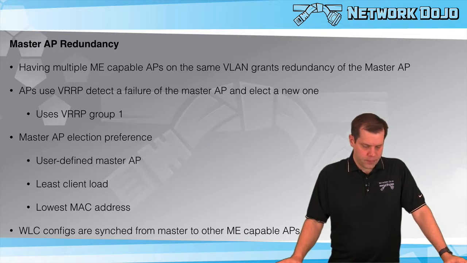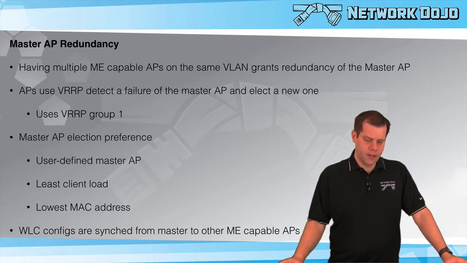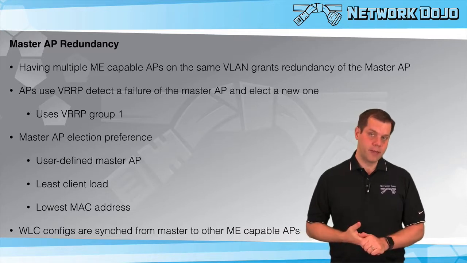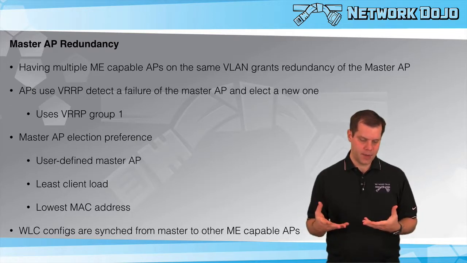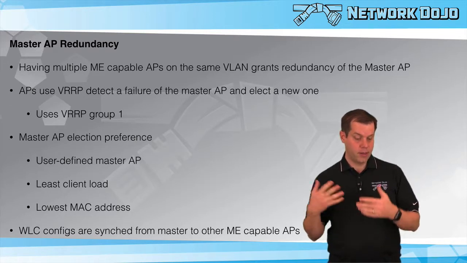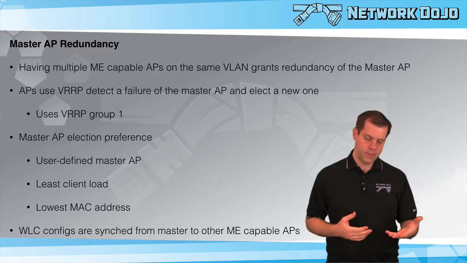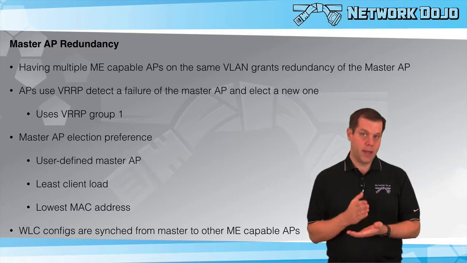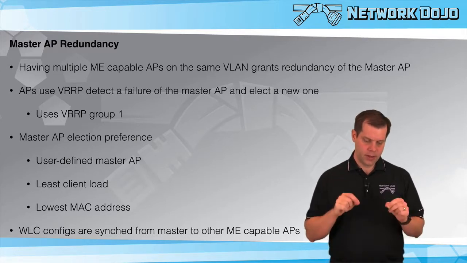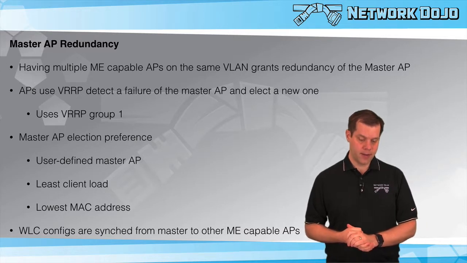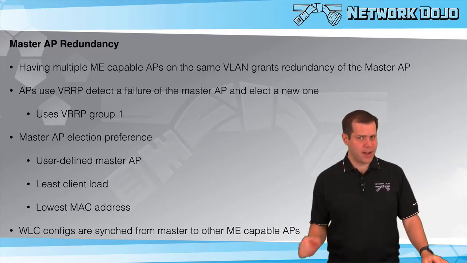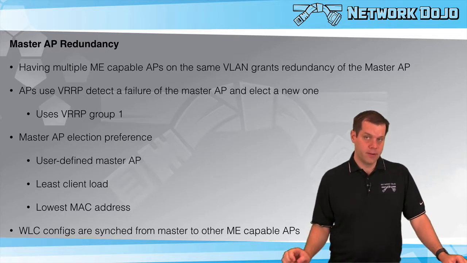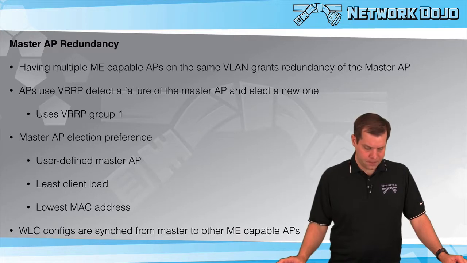And so that's probably what will be the default used in our labs as we're testing things out, because we only have 2 Mobility Express capable APs. If they happen to boot at the same time, they won't have a client load, and so it'll either be user-defined master or it'll be lowest MAC address. In the lab, if they say this AP should always win the election, then we want to configure the user-defined master. Even if that AP happened to have the lowest MAC address, they're probably looking for you to configure the user-defined master, and we'll look at that configuration as well.